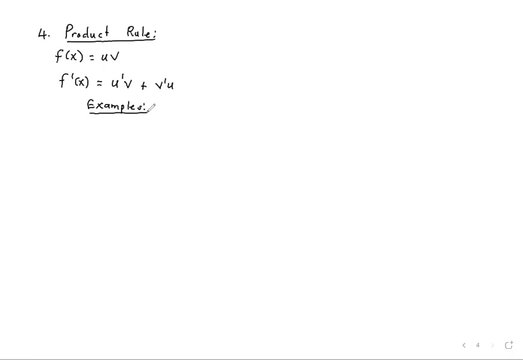Examples: find dy/dx of y equal to (3x^4 - 7) multiplied by (4x^3 + 8x^2)^7.